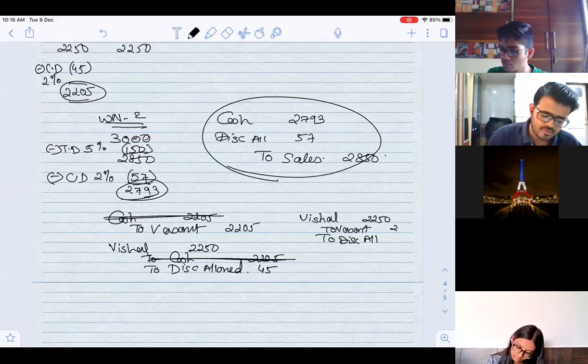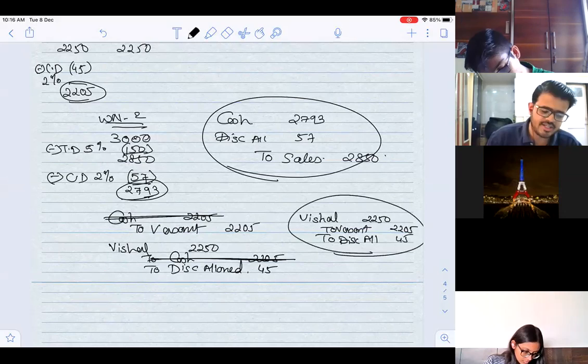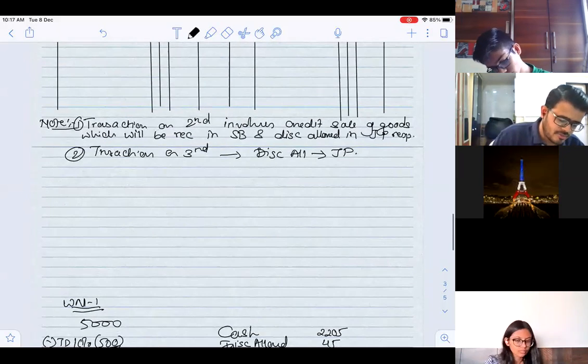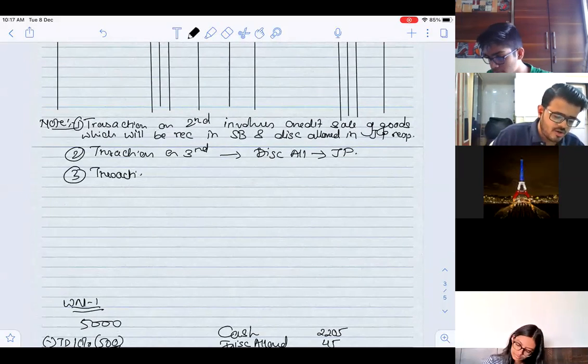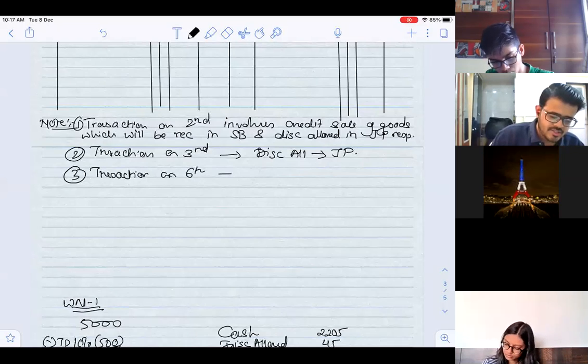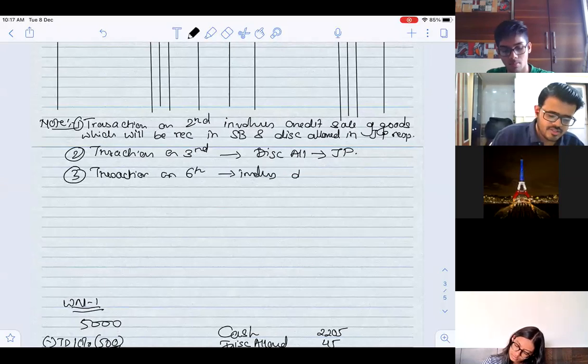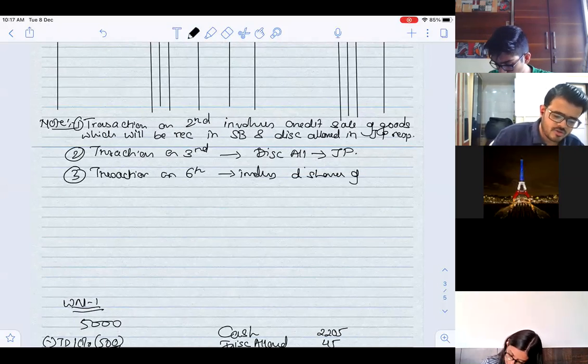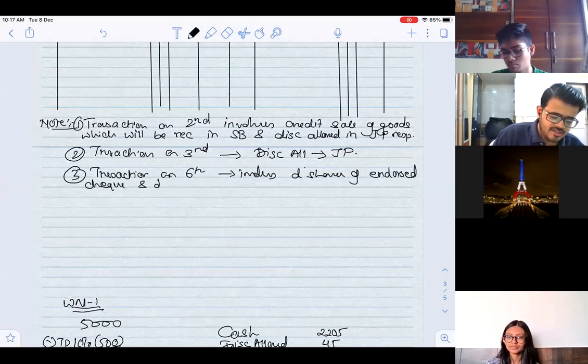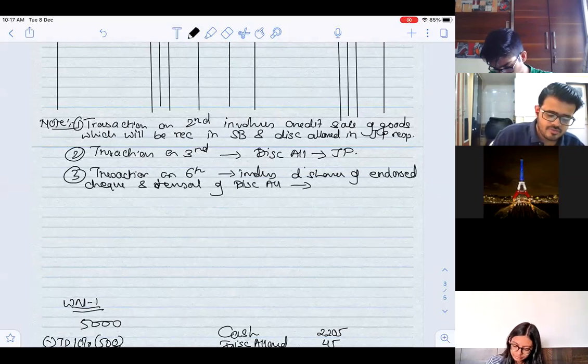Vishal to Vasant to discount allowed, this is 2250, 2205 and 45. Where will this entry go? Journal proper. Entire entry will go in journal proper. So go to journal proper, note transaction on 6th. Transaction on 6th involves dishonor of endorsed check. Normal check का तो ऊपर entry आता है cash book में. Dishonor of endorsed check and reversal of discount allowed, which will be recorded in journal proper.